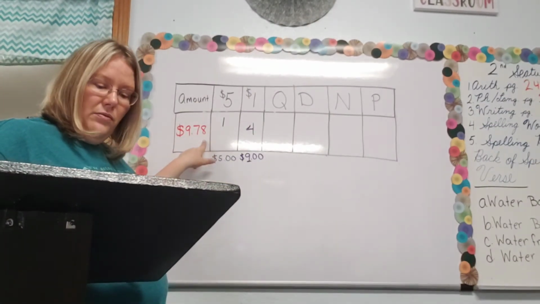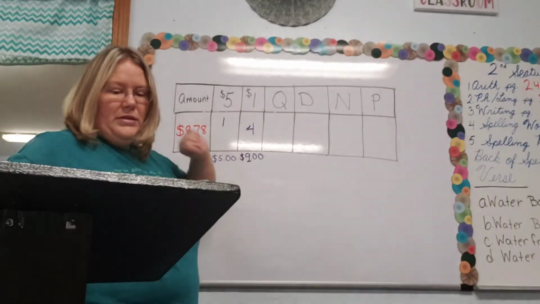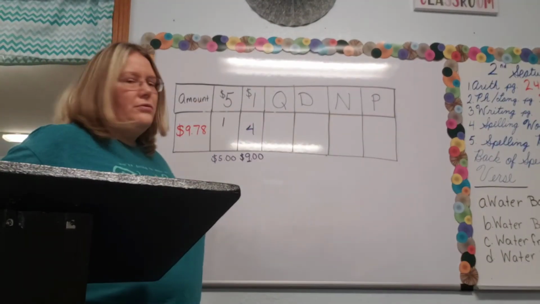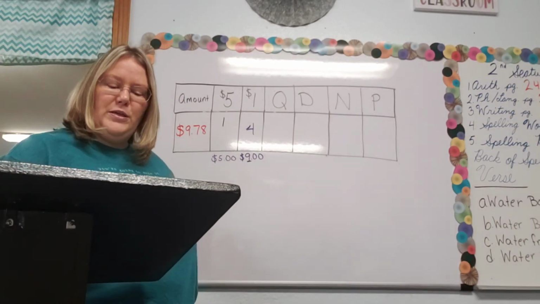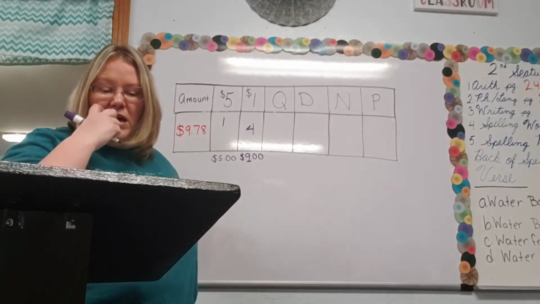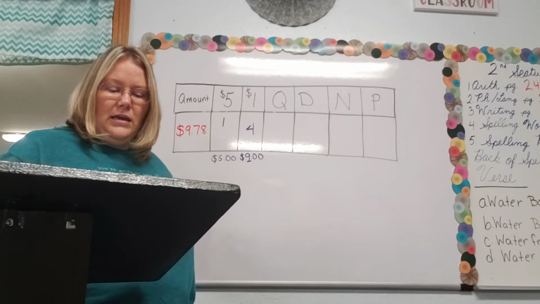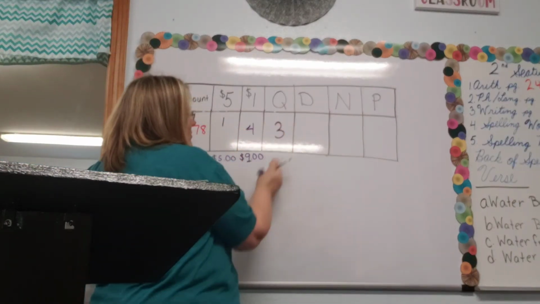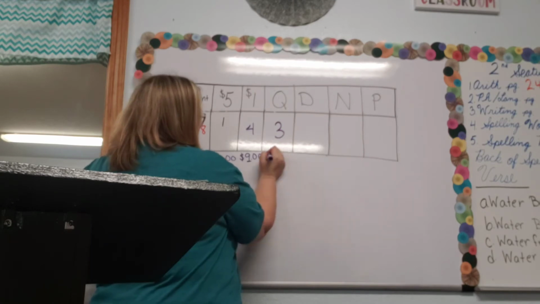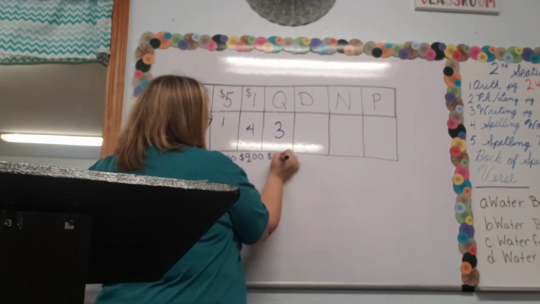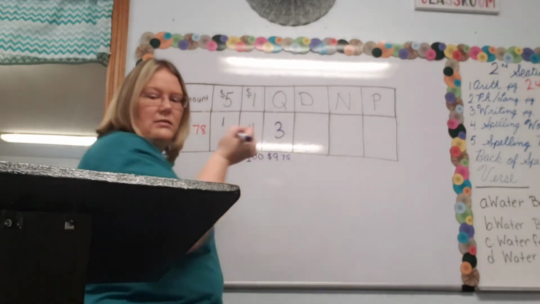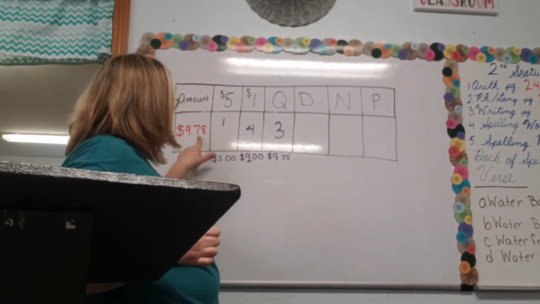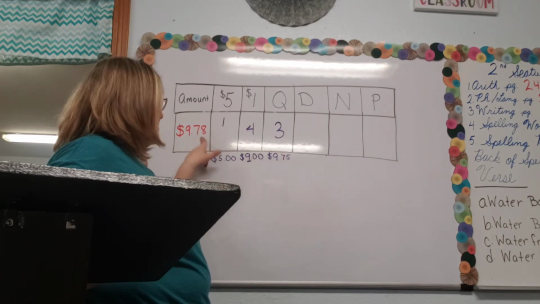So we're going to try the fewest coins to make 78 cents. If we look at quarters, a quarter's worth, hopefully you said 25 cents, and we have to make 78 cents, okay? So we're going to have 3 quarters because 3 quarters equals 75 cents. So now we have $9.75. So as we move on, we have to get from 75 to 78.